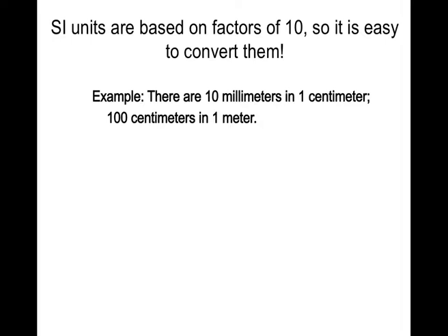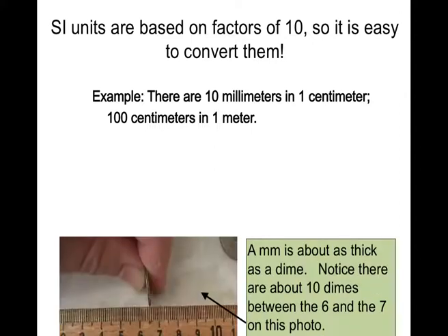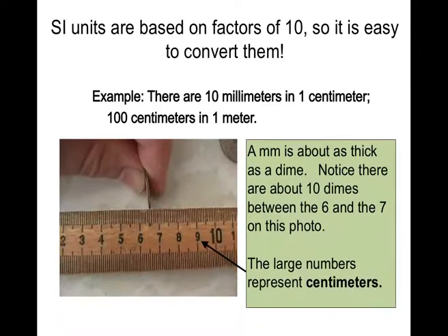The metric system is always based in factors of 10, so it's very easy to convert. All we need to do is move the decimal point. What we're really doing is we're multiplying or dividing by 10.